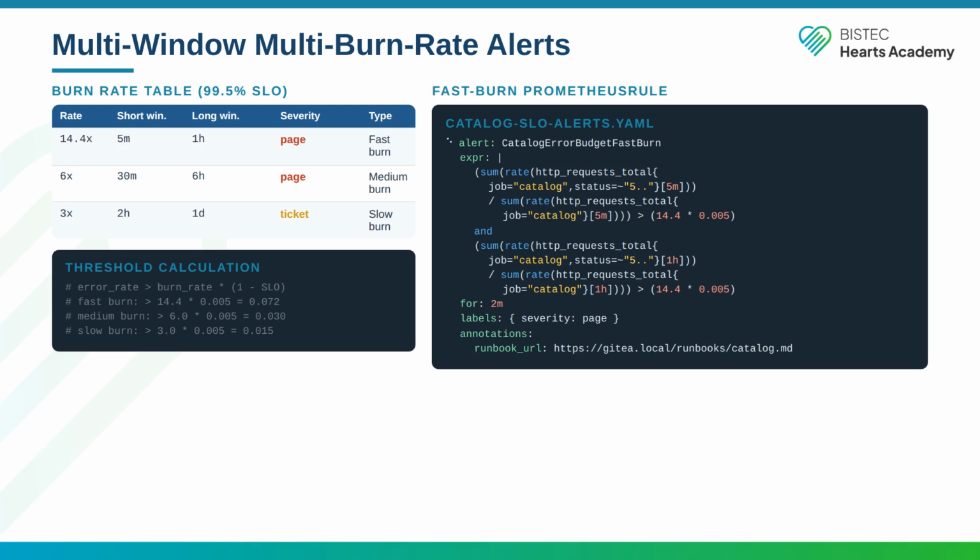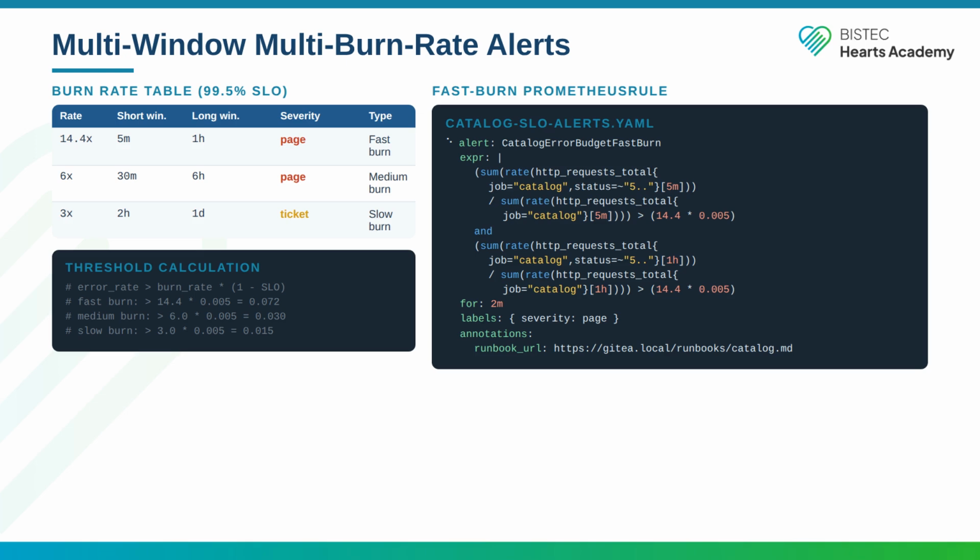The fast burn alert fires when the error rate exceeds 14.4 times the baseline error rate for both the past 5 minutes and the past 1 hour. At that burn rate, the entire 30-day error budget would be exhausted in under 2 days. This is a genuine emergency. Page the on-call engineer immediately.